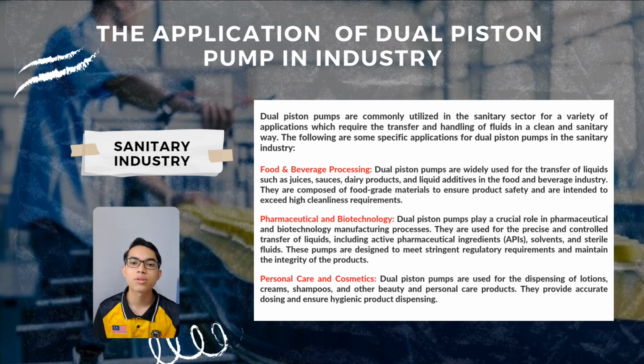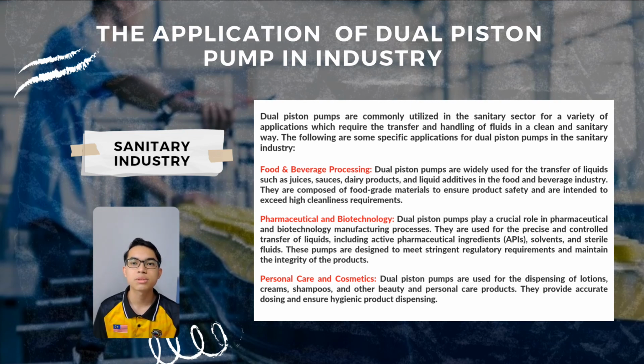Pharmaceutical and biotechnology. Dual piston pumps play a crucial role in pharmaceutical and biotechnology manufacturing processes. They are used for the precise and controlled transfer of liquids, including active pharmaceutical ingredients, APIs, solvents, and sterile fluids. These pumps are designed to meet stringent regulatory requirements and maintain the integrity of the products.